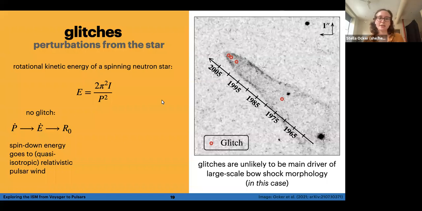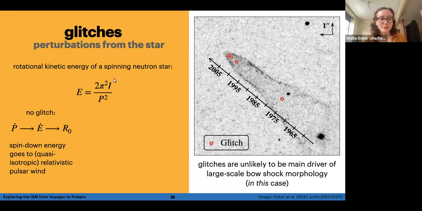Glitches are when the pulsar's spin period and period derivative change in an almost instantaneous fashion. And one of the easiest ways to think about the effects of a glitch is just to look at the simplest expression for the rotational kinetic energy of a spinning neutron star.